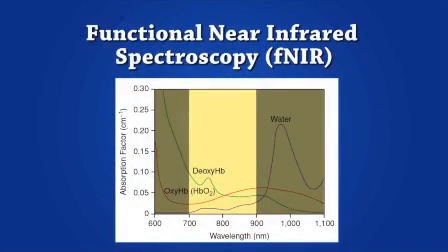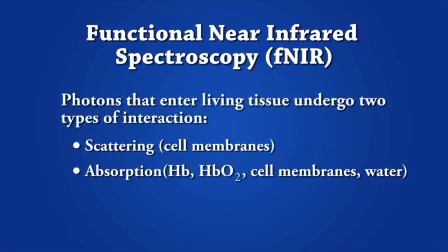Near-infrared light can penetrate tissue a few centimeters within 700 to 900 nanometers. When light enters the tissue, it is either absorbed or scattered. Absorption is due to chromophores, light-absorbing molecules such as hemoglobin and water. Scattering occurs in the structure of the tissue such as cell membranes and layers.